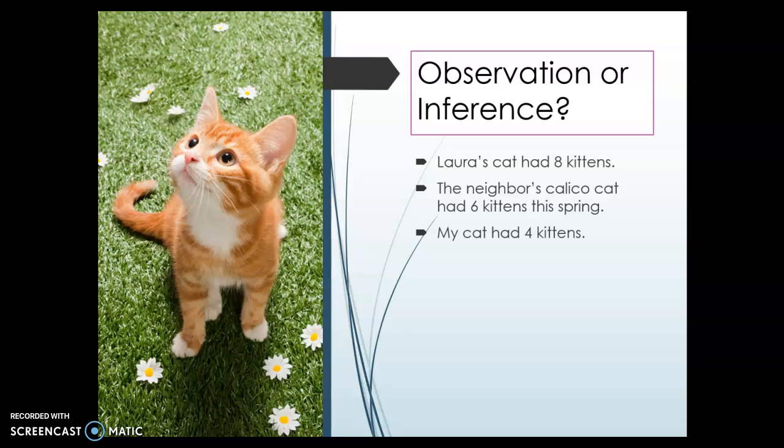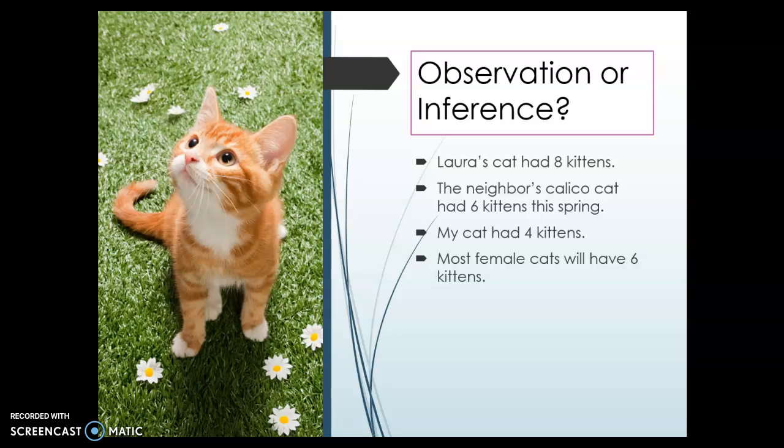My cat had 4 kittens. All right, that's another observation. Again, something you've experienced with your 5 senses. What do you think about this one? Most female cats will have 6 kittens. That one is an inference.